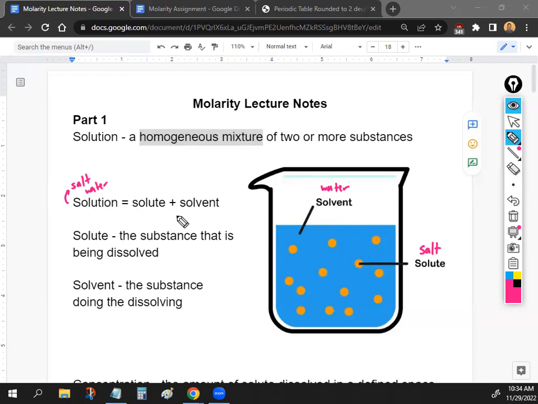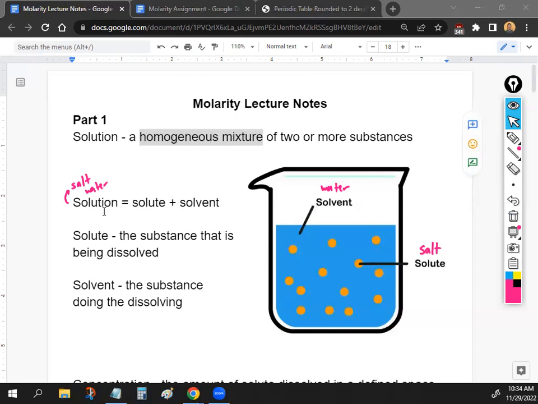Okay, so solutions are made of solutes and solvents. Solutes get dissolved and solvents do the dissolving. All right, so far, so good on the definitions. Hopefully not too bad. Now, the reason we're talking about solutions is because a lot of times in chemistry, we dissolve our chemicals in water. It just makes it easier to work with. And so that's what we'll be doing in our upcoming labs.